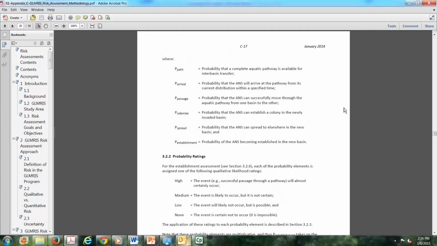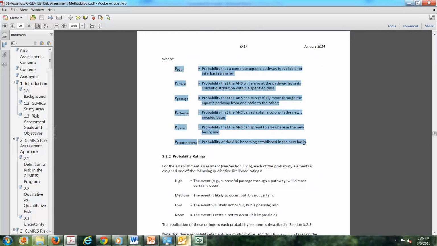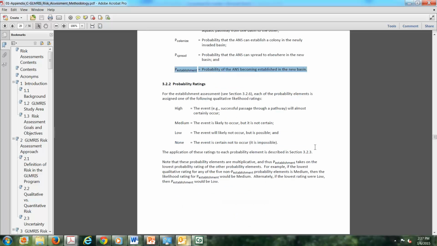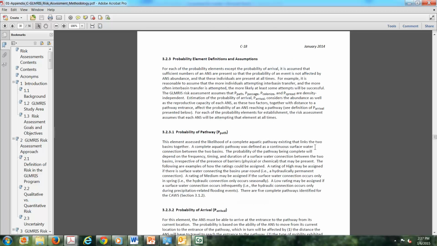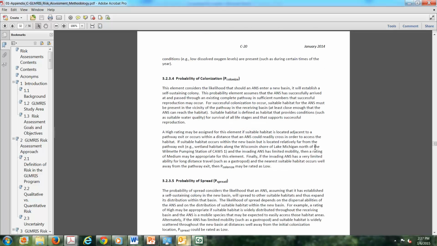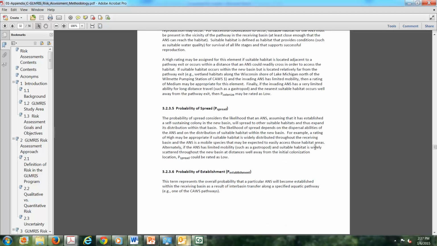These are defined here. The various probabilities are also rated qualitatively from high through none, and then they are aggregated up to an overall probability of establishment. So this is all done in a qualitative manner. The definitions of the probabilities you would find here in the methodology, and in the overall probability of establishment.